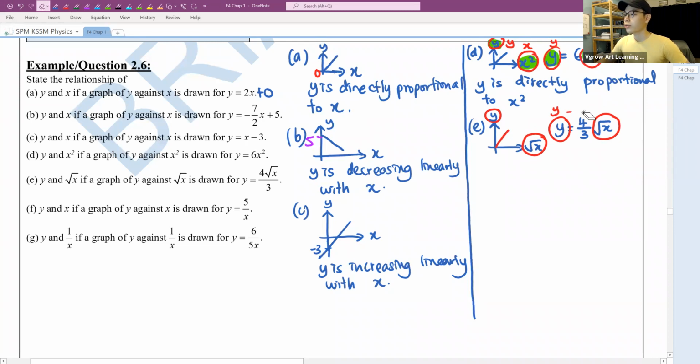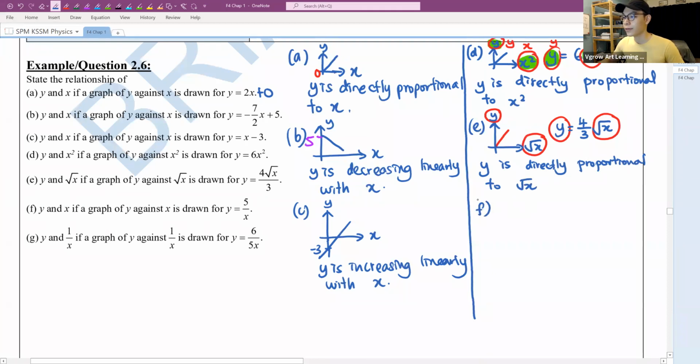So I just want you to get used to the idea that if I change the x or change the y a bit, as long as in the graph I also change it, then it will be a straight line. This one is also the same. y is directly proportional to square root x. Okay, that is E.